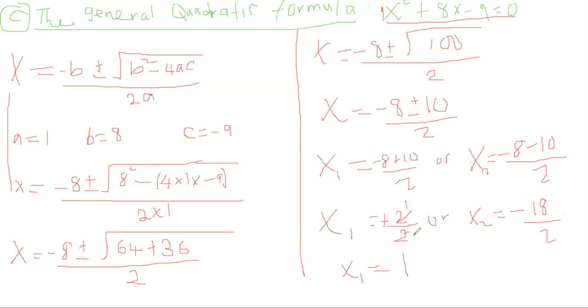So at the end of the day, we have our solution: x1 equals 1, or x2 equals minus 9. So this is our solution. If you check it, the three methods we have used so far give the same answer. Whether you use the general quadratic formula, completing the square or factorization, they should give you the same answer.